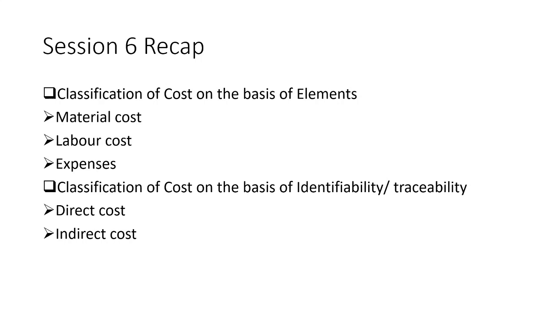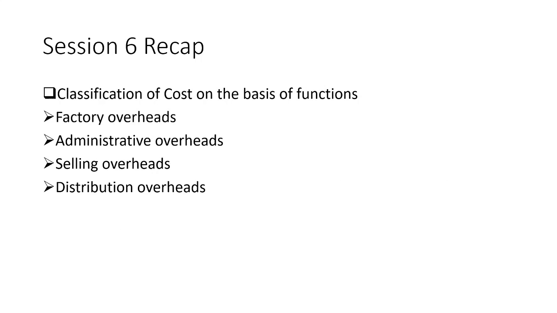In the previous session, session 6 of this chapter, we have seen the classification of cost. We have seen in detail the classification of cost on the basis of elements. We can classify the cost as material cost, labor cost and expenses. We have classified the cost on the basis of identifiability or traceability. It can be classified as direct cost and indirect cost.